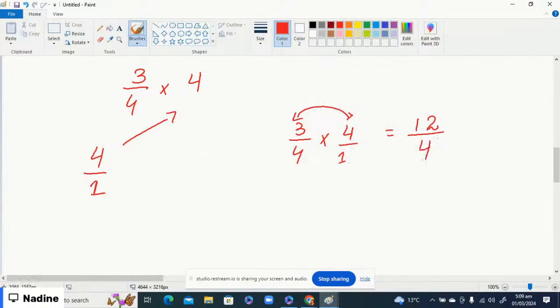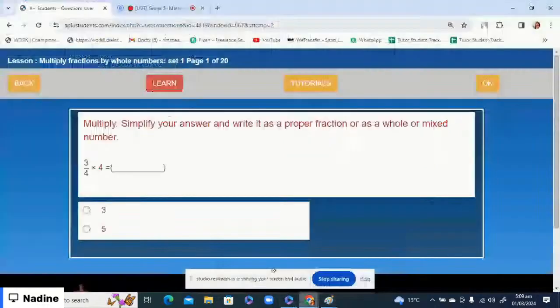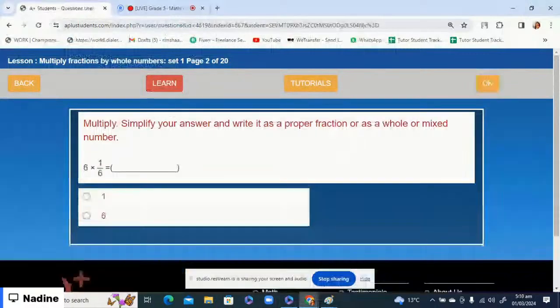Again, it's an improper fraction. Now just divide it. 4 times 1 is 4. 4 times 3 is 12. Then you get the answer 3. Okay, let's put here 3. Understand? Let's do the next.